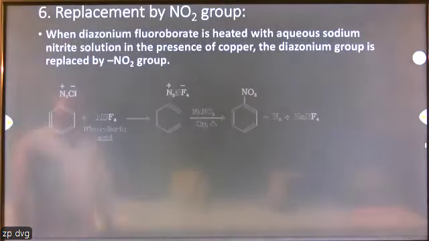Next reaction, we'll see replacement by NO2 group, the nitro group. Whenever diazonium fluoroborate is heated with aqueous sodium nitrite solution in the presence of copper, the diazonium group is replaced by the NO2 group. This is how we can introduce the NO2 group into the benzene ring.